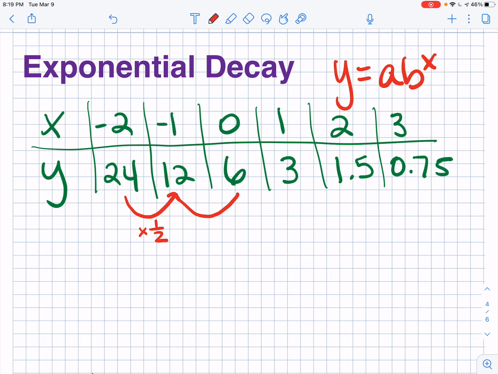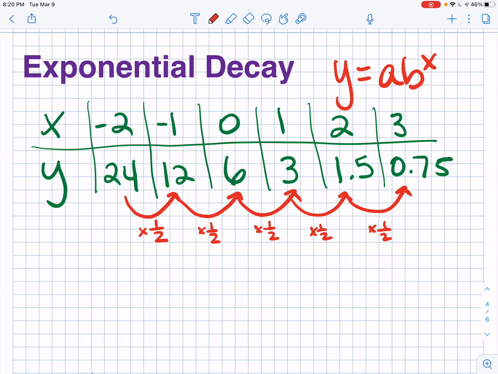So if I try that again to go from 12 to 6, again, I'd have to multiply by 1/2. From 6 to 3, times 1/2. Again, times 1/2 to 1.5, and finally to 0.75, which is the same as 3/4. So I can see each time from one level to the next, I'm multiplying by 1/2.